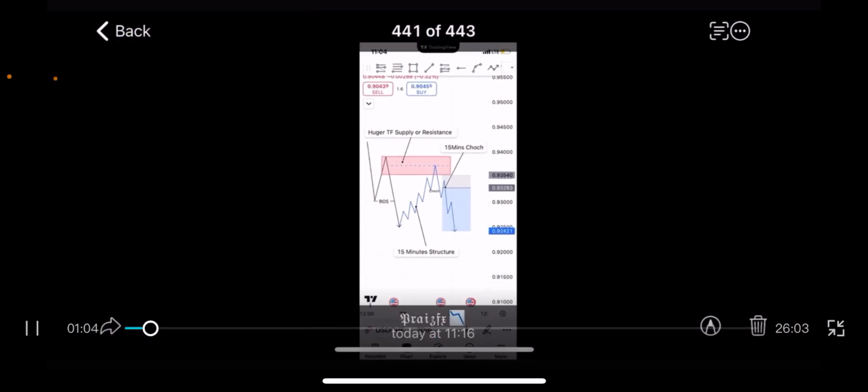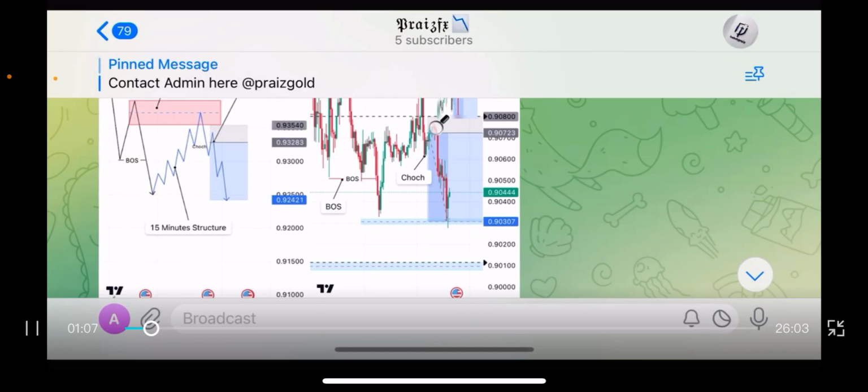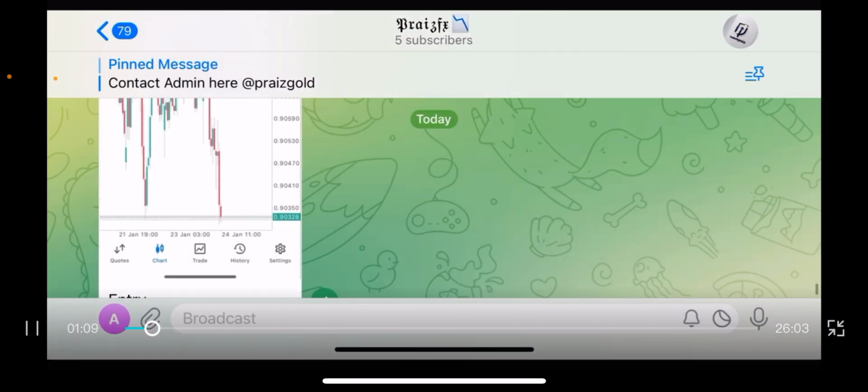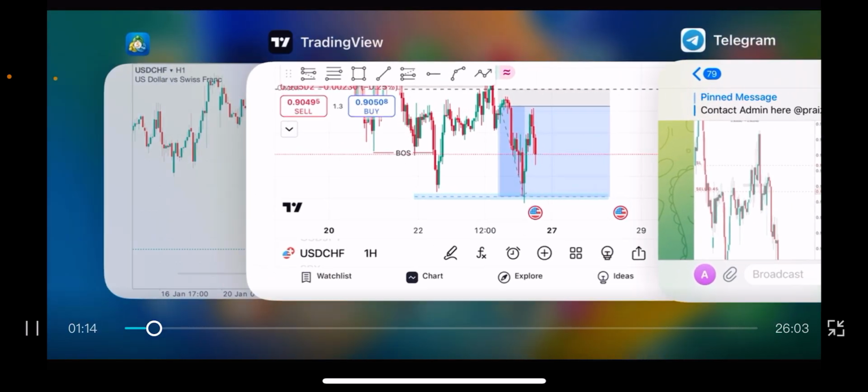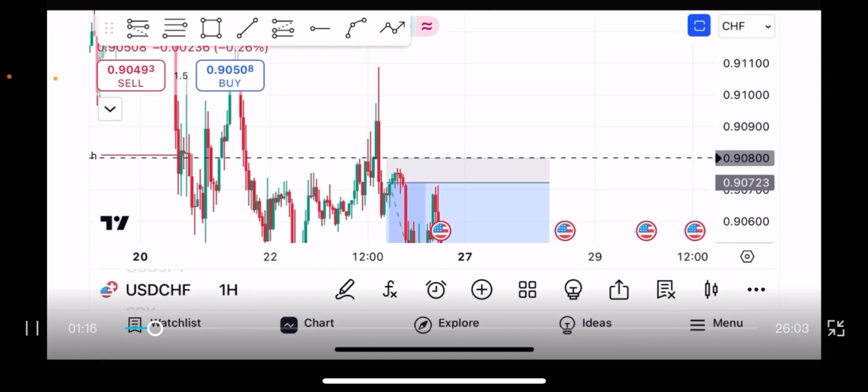I even dropped the things you need to know, you understand? To go on backtest. So this is the trade I took. So let's go to the strategy.